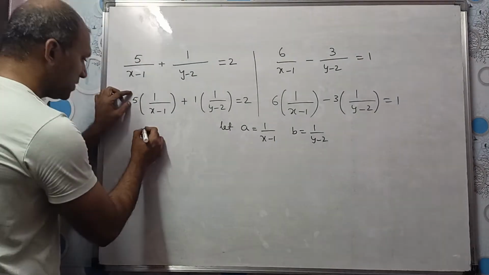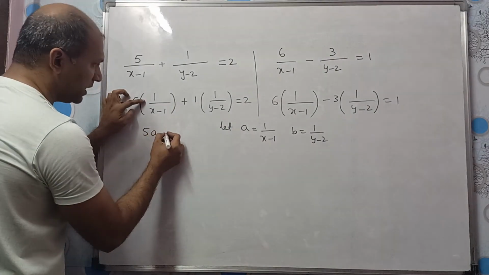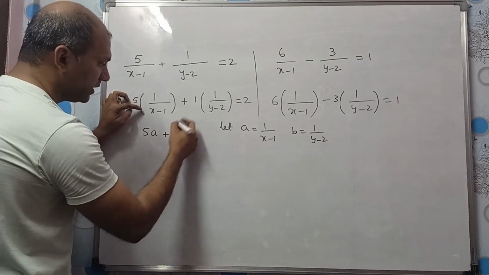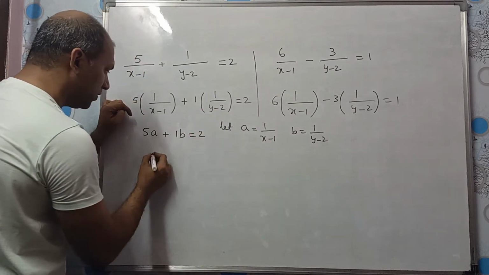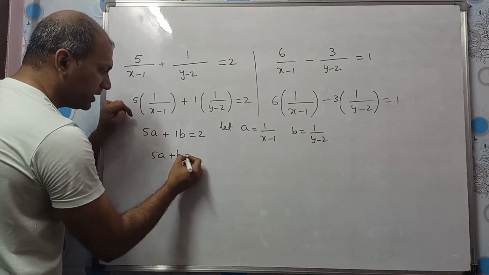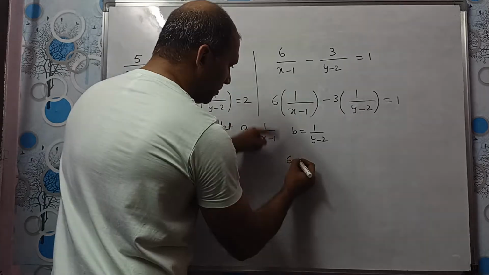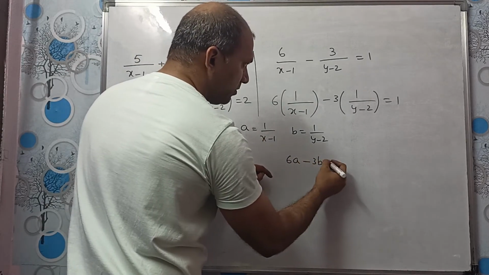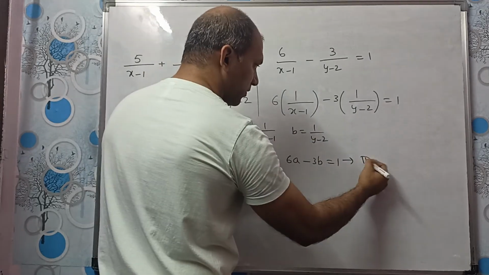So this will become what now? 5a, because 1 by x minus 1 we took as a, right? Plus 1 into b is equal to 2. Or we can write it as 5a plus b is equal to 2. This is the first one. Now this one will be 6a minus 3b is equal to 1. This is a, this is b. So this is the second equation.